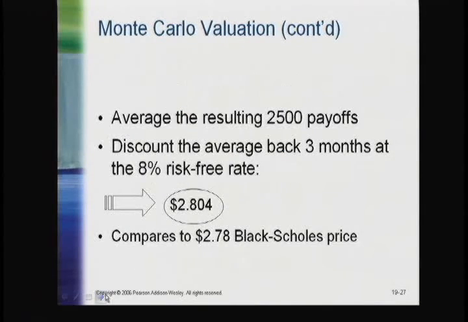We then need to average. That's our way of taking an expectation. We're trying to find the average payoff. And then finally, we need to discount. And we get, in the sample that the author did, a price of 2.804. And of course, there'll be estimation error. If you repeated this exercise yourself with 2,500, you would probably get a price different than 2.804.